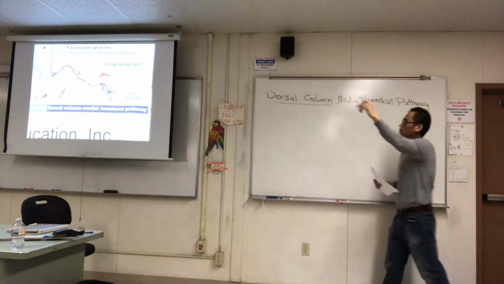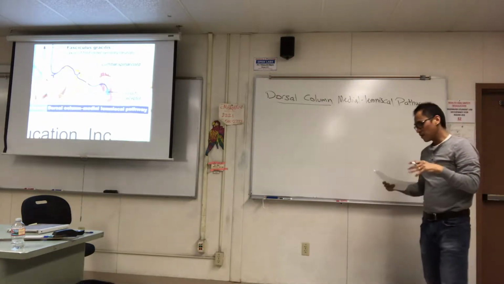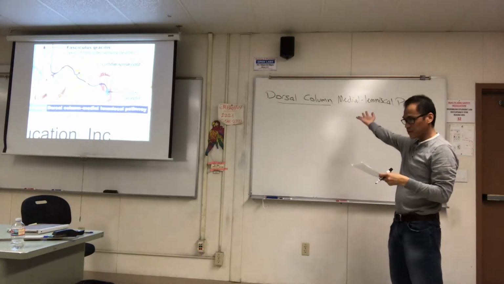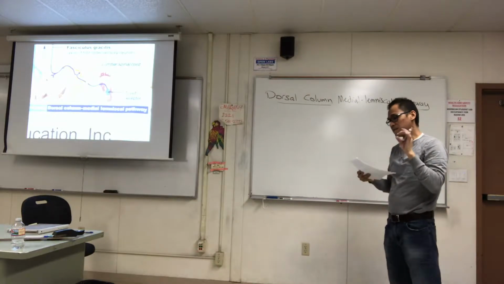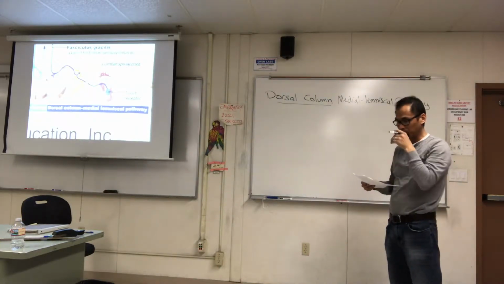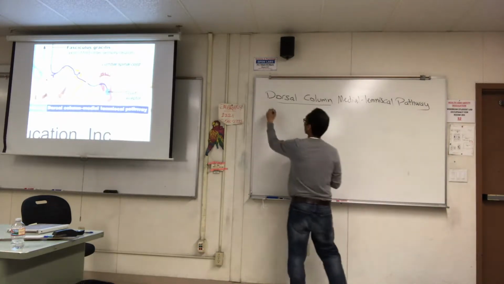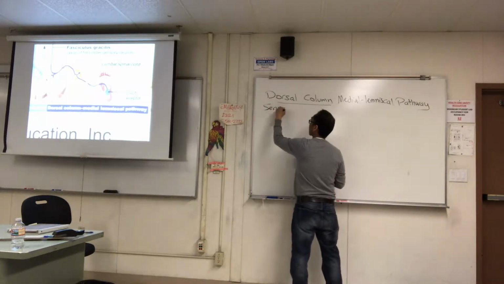Dorsal column. Remember, columns are the white matter. Information is ascending or descending. And these pathways, named this, are conveying the sensation of discriminative touch and proprioception, basically. Well, discriminative touch, like tickle. Yeah, there's a touch receptor there. Sensation.